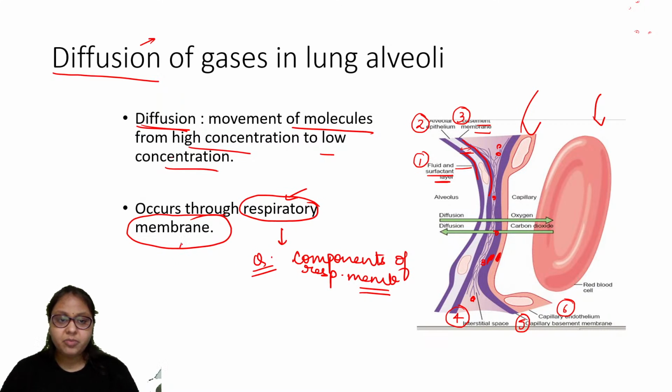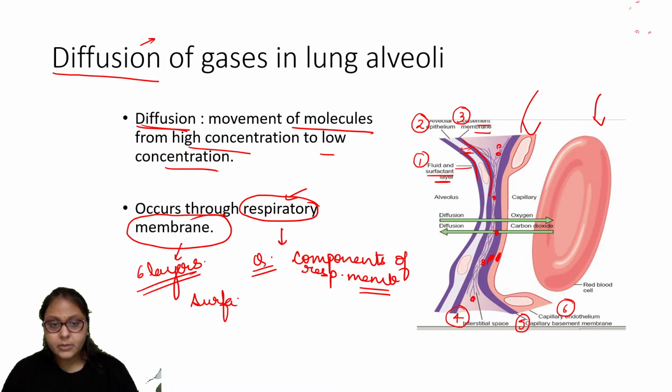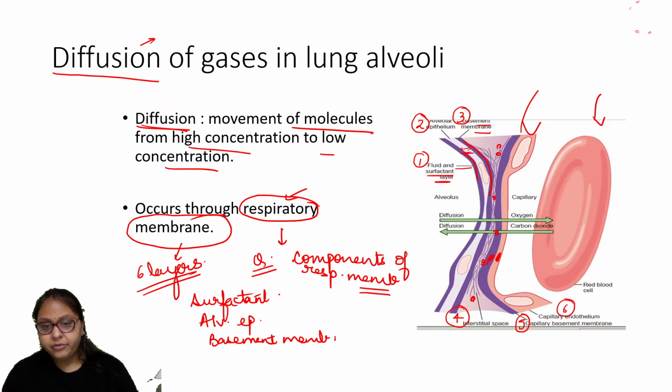ठीक है, so respiratory membrane is formed, remember, by the 6 layers. And what are these layers? From the alveoli till the capillary, the first is the surfactant layer, then alveolar epithelium, then the basement membrane of alveoli, then interstitial membrane.